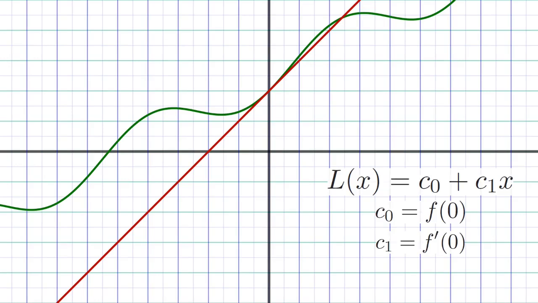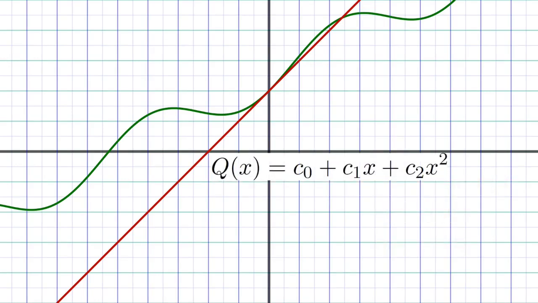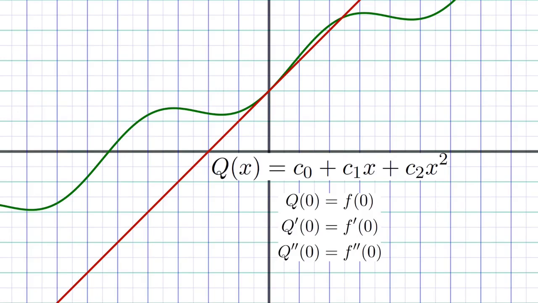Similarly, to obtain a quadratic approximation at x equals 0 for f, we need to determine three coefficients, c0, c1, and c2. We can determine what they are by requiring the quadratic approximation q of x to agree with the target function f of x at x equals 0, along with its derivative and second derivative. That is, we require q of 0 to equal f of 0, q prime of 0 to equal f prime of 0, and q double prime of 0 to equal f double prime of 0.